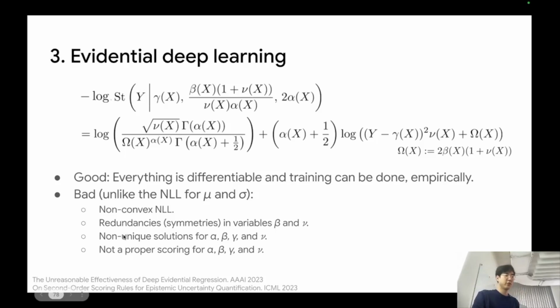That's also connected to the non-uniqueness of the solutions. It's also connected to the non-convexity of the loss function here. And then, most importantly, it's not a proper scoring rule for alpha, beta, nu, and gamma, actually. There is also a paper on this, which I put here, the second paper here, very recent results. And in practice, it also seems to struggle a bit when you try to push it to the limit. So it also empirically works in certain cases. That's why people were quite excited about this some time ago, and now they're seeing the limitations from the theoretical side and also from the empirical side.